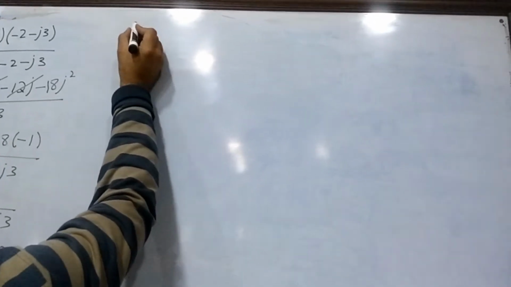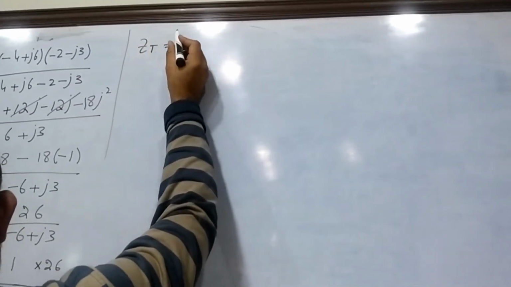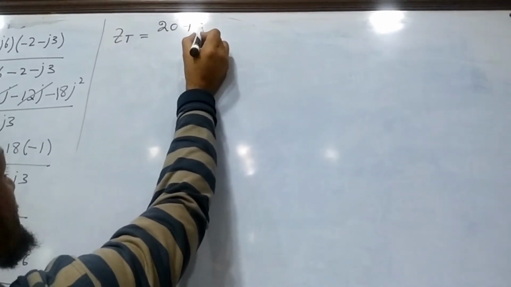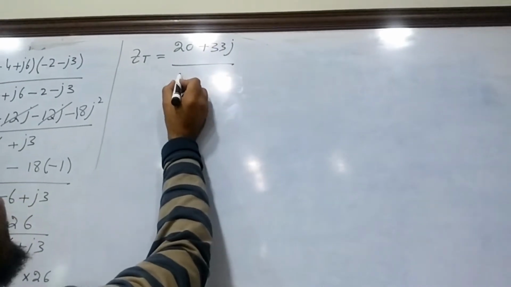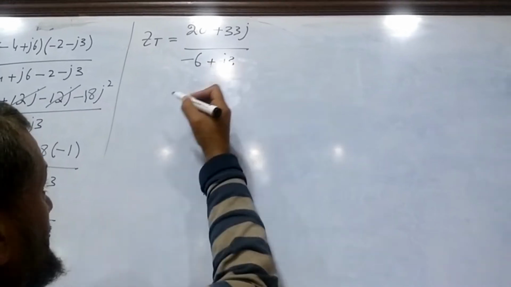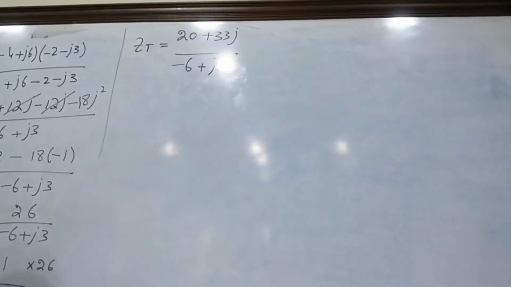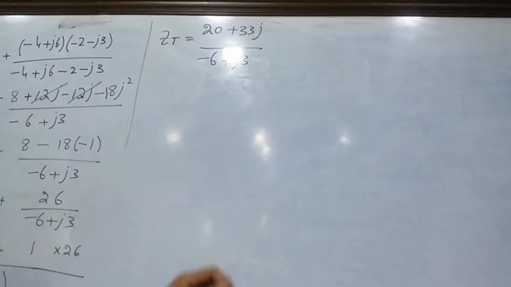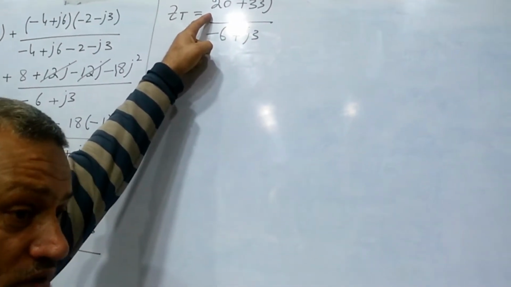Now, z total is equal to 20 plus 33j divided by minus 6 plus j3. Now we cannot divide rectangular form by rectangular form. We should convert this rectangular to polar form.